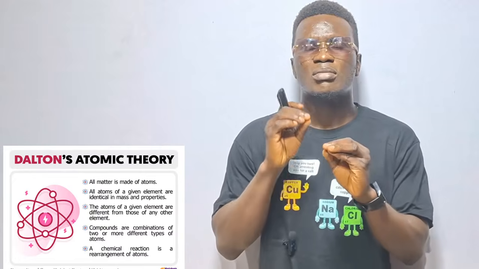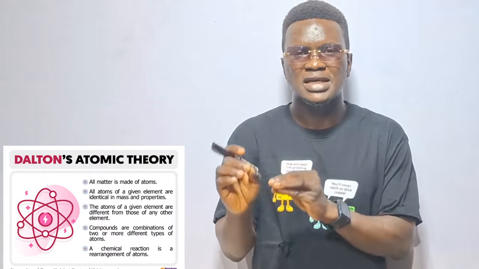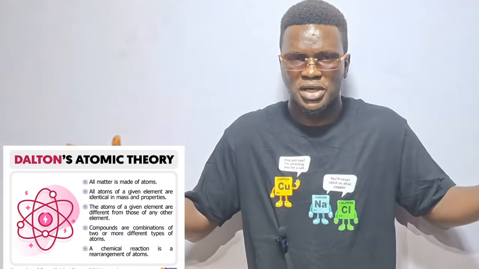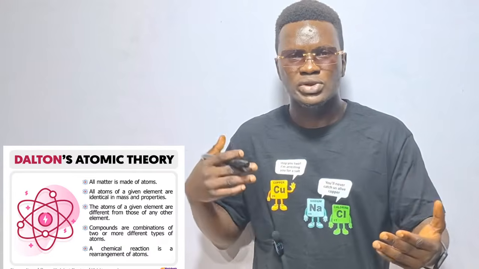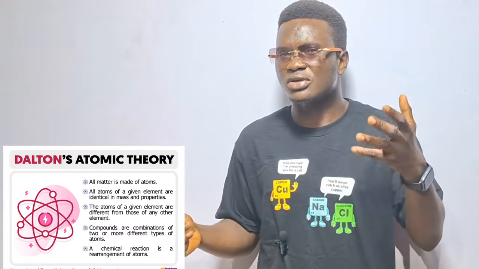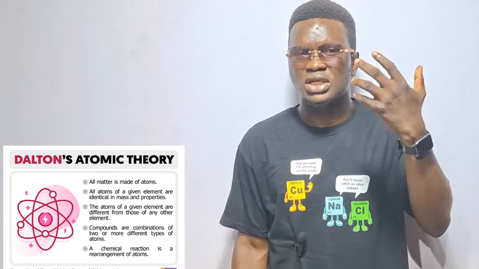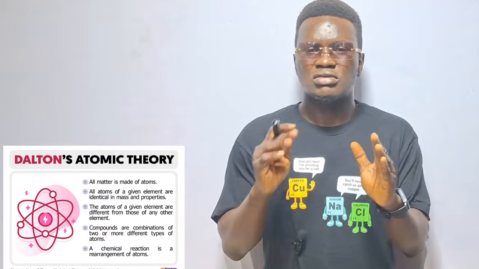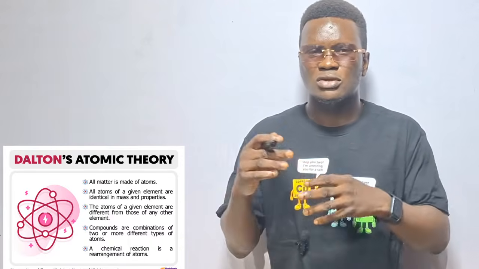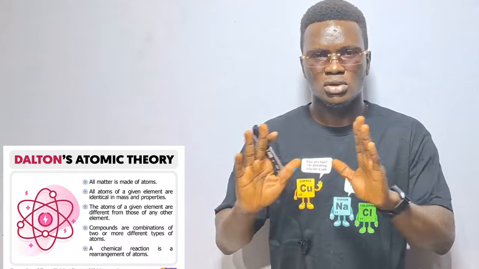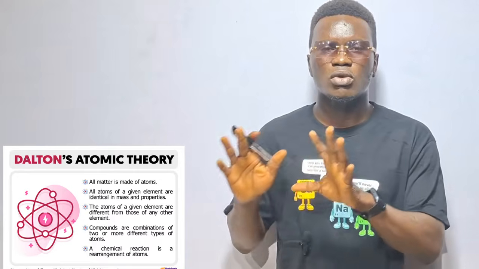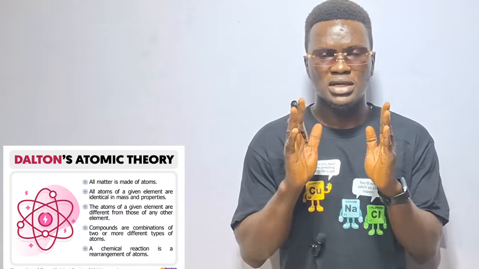And he says atoms of the same element are exactly alike in every aspect. Now, as we move on, you will see that most of these theories given by John Dalton were not true. Don't forget to write: most of the theories given by John Dalton were not true. The theories were proved wrong by some other scientists. So we're going to talk about all the theories that proved them wrong. So let's do it this way.